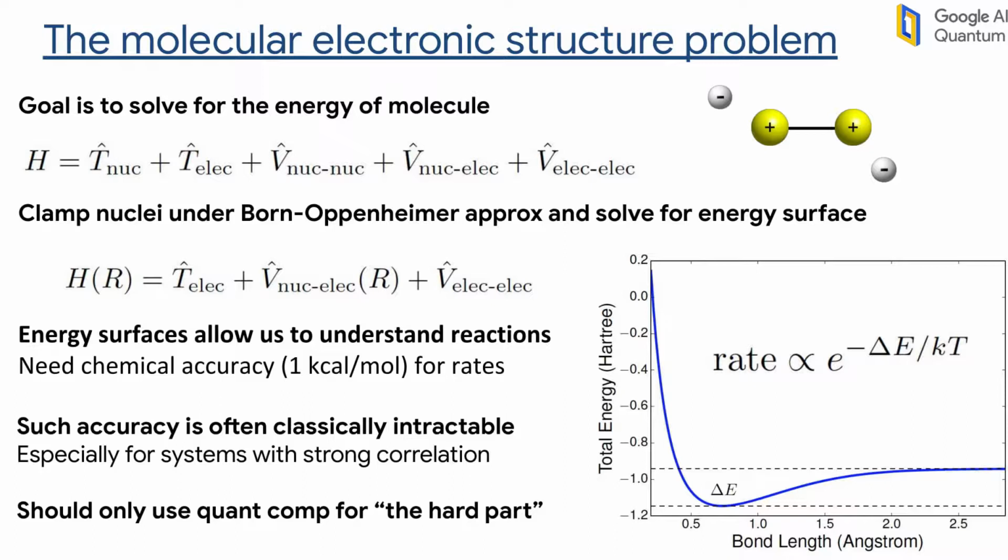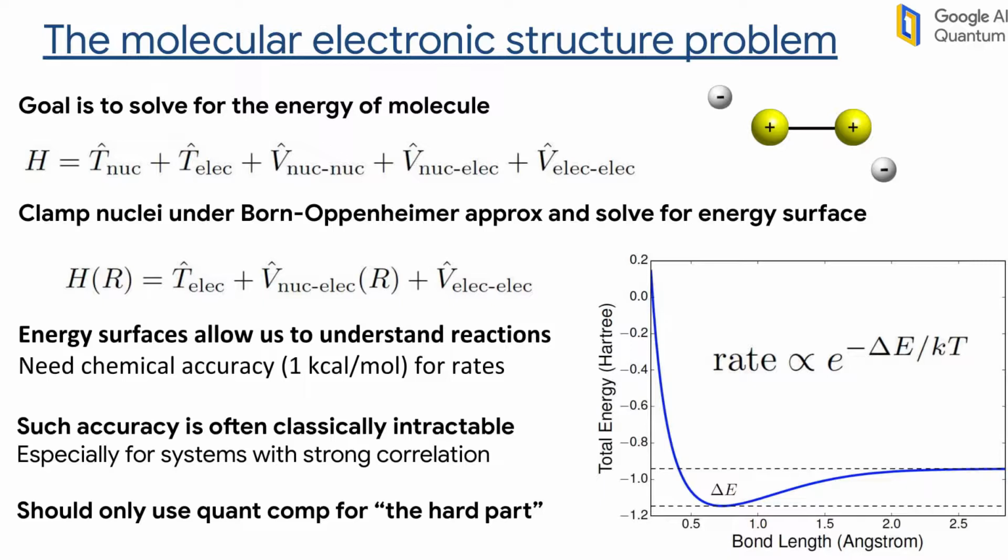These things interact through the Coulomb potential, and they have kinetic energy. But typically in chemistry, we sort of clamp the nuclei down, and we just solve for the wave function of the electrons, and that's a very good approximation within chemistry. Once we do that, it's called the electronic structure problem.